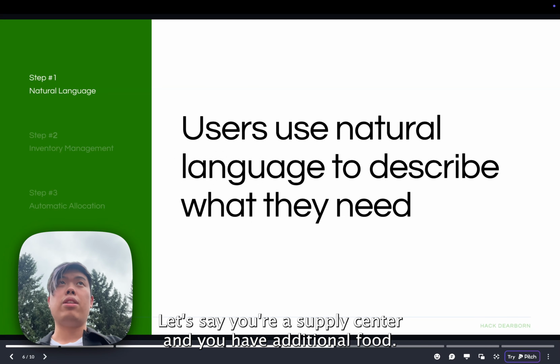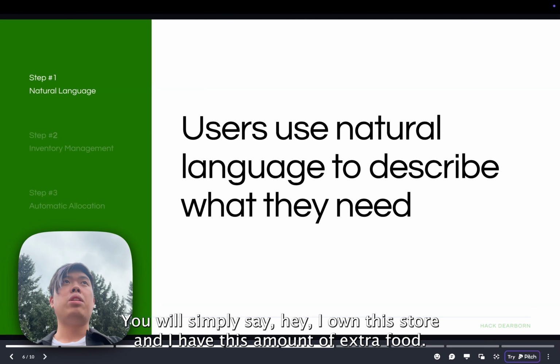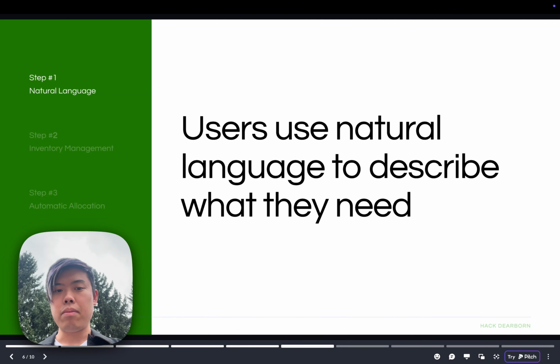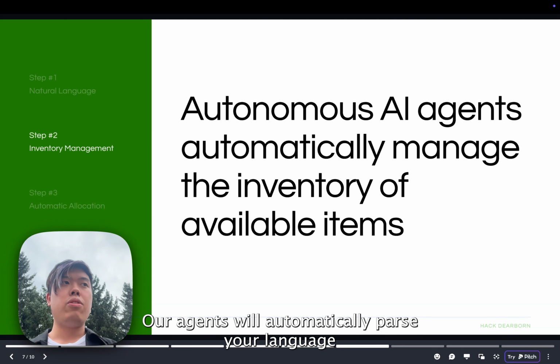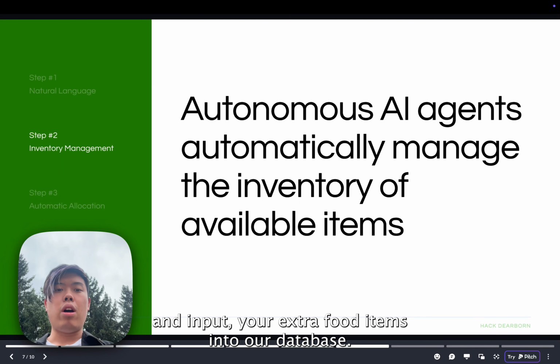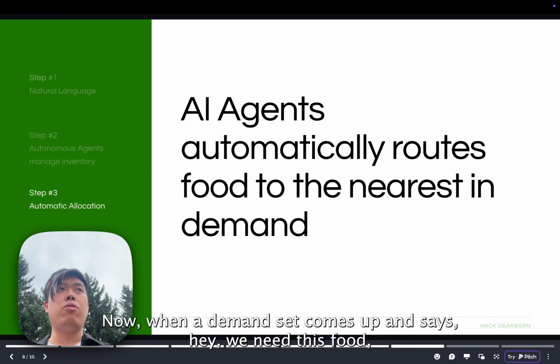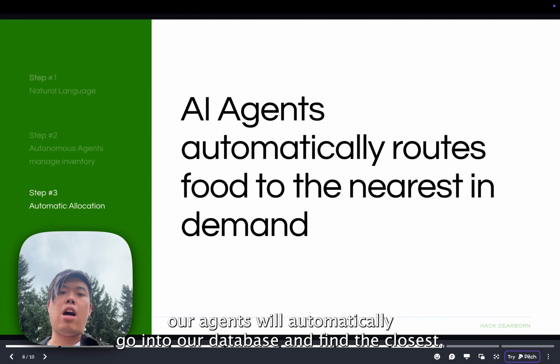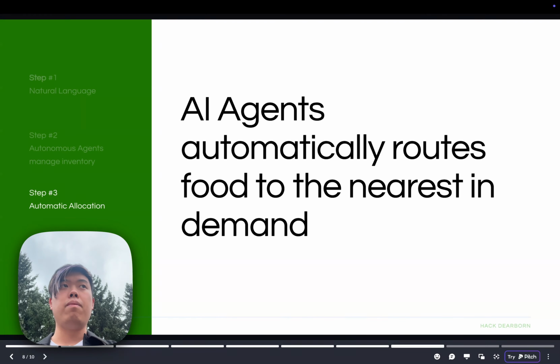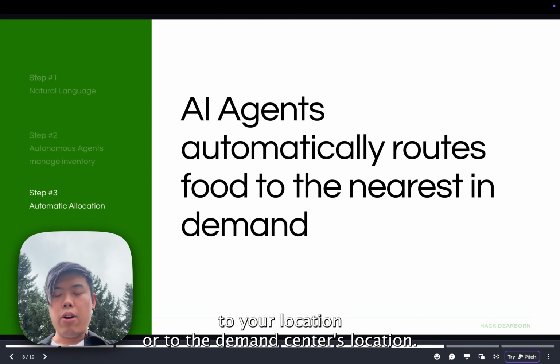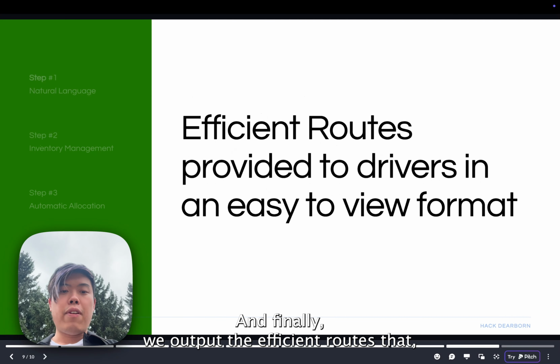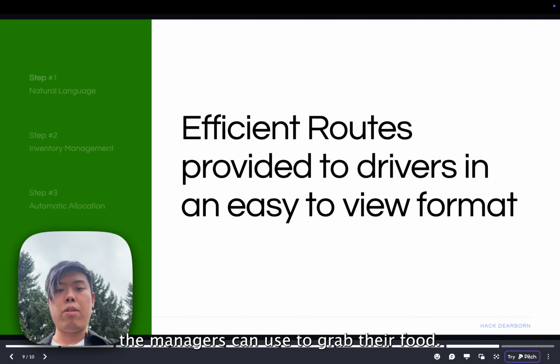Let's say you're a supply center and you have additional food. You will simply say, hey, I am this store and I have this amount of extra food. Our agents will automatically parse your language and input your extra food items into our database. Now, when a demand center comes up and says, hey, we need this food, our AI agents will automatically go into our database and find the closest supply centers to your location or to the demand center's location. And finally, we output the efficient routes that the demand centers can use to grab their food.